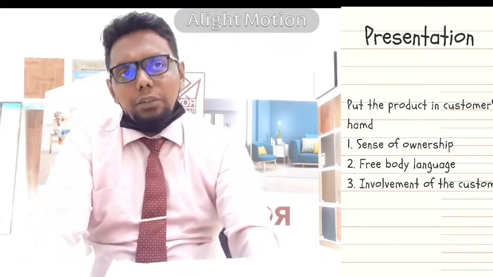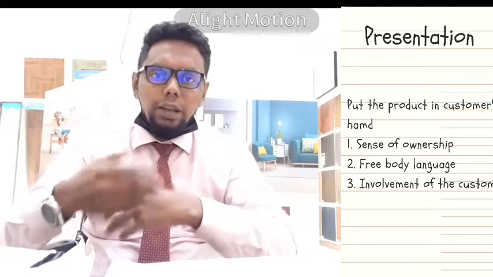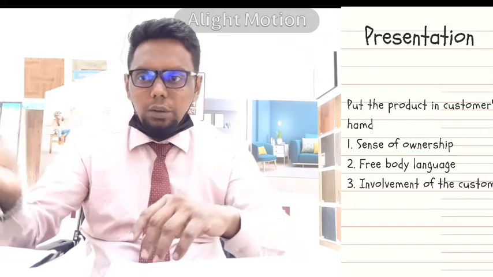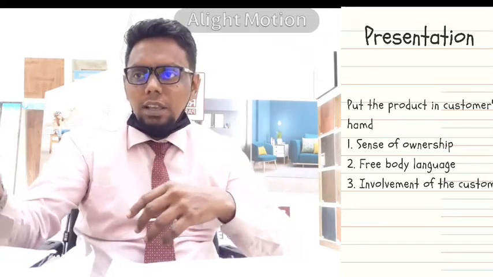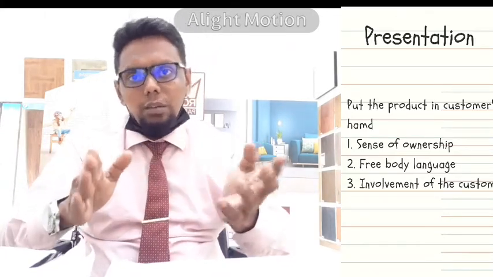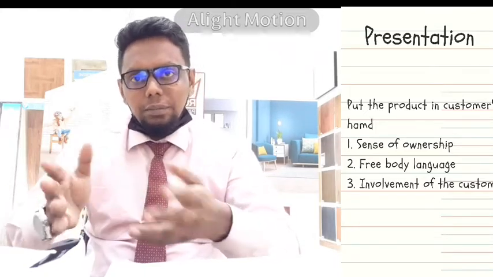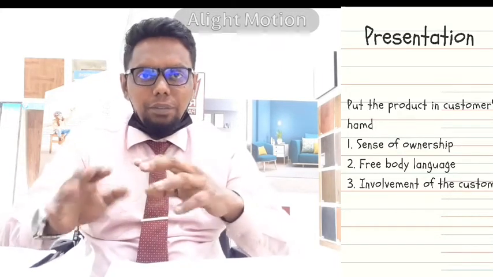And free body language. When you give the product to the customer, your hands are free, so you can explain to them very freely. You will explain to them, this is this. You can give a better explanation and better communication. It will be helpful for them so that they can also understand it very easily. And involvement.